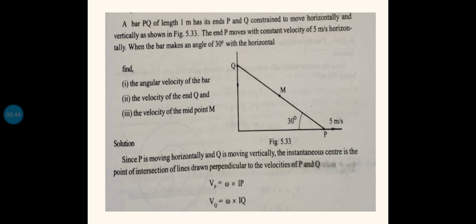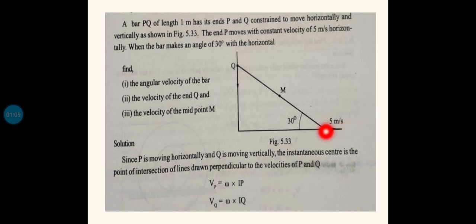So in this problem, a bar is given. One end is touching the floor and one end is touching the wall. This is the wall and this one is the floor. It is touching at point P on the floor and at Q on the wall. Considering the entire motion of this bar, if P is moving, it can move only along the horizontal surface towards the right. That velocity is given as 5 meter per second.